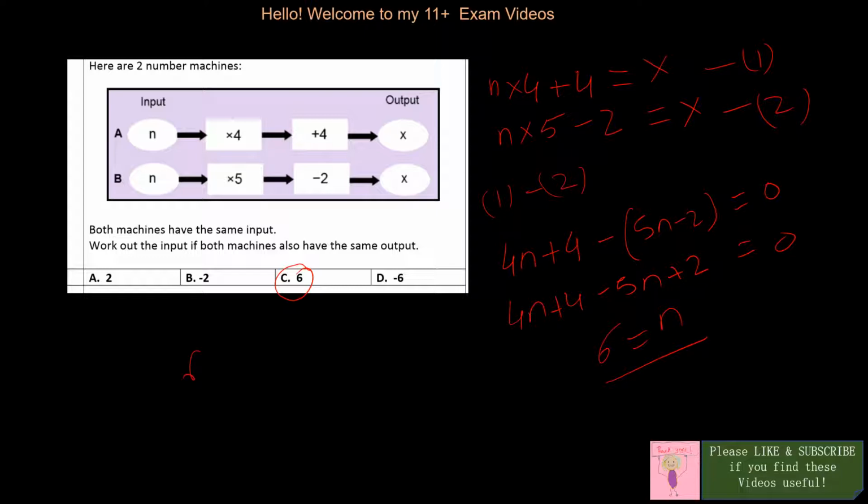So 6 times 4 plus 4 is 24 plus 4 is 28. And 6 times 5 minus 2 is 30 minus 2, which is also equal to 28. 6 is your answer. Is that clear? I think it is.